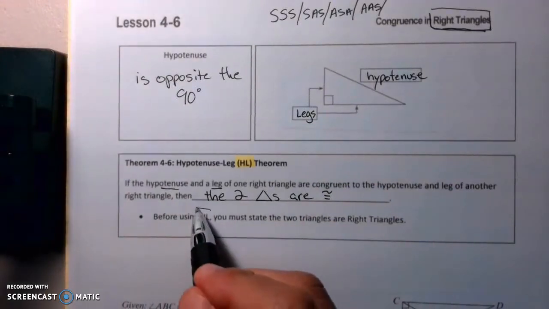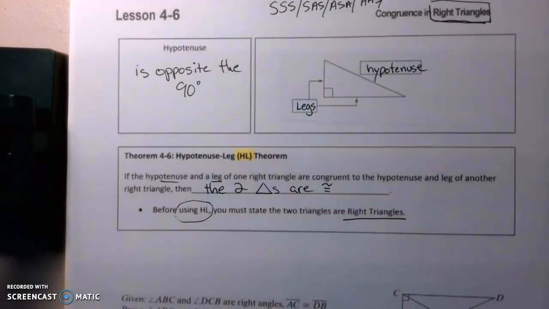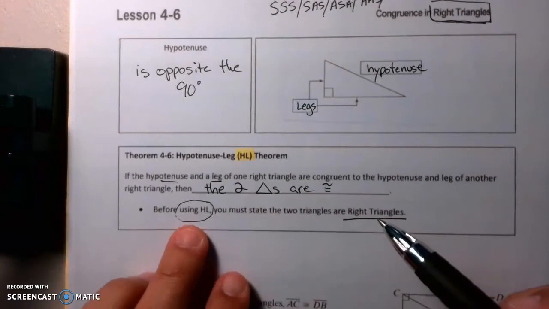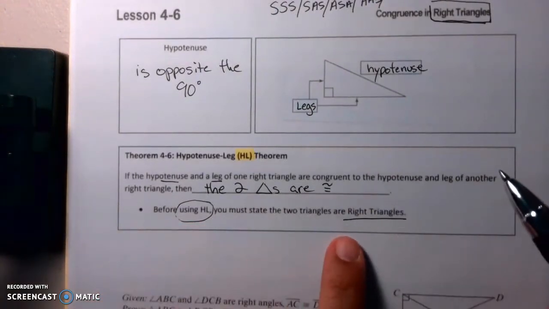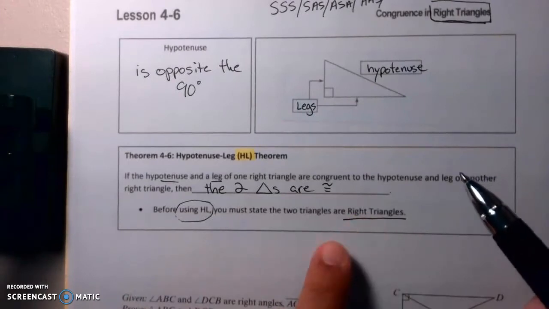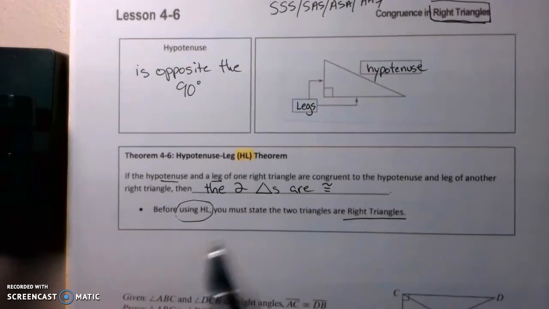Before you use hypotenuse leg, you must state that the two triangles are right triangles. Okay, so somewhere along the proof, if you want to use hypotenuse leg as opposed to side, side, side, or side, angle, side, you're going to need to state that you're dealing with right triangles, because the only triangles that have a hypotenuse are right triangles.